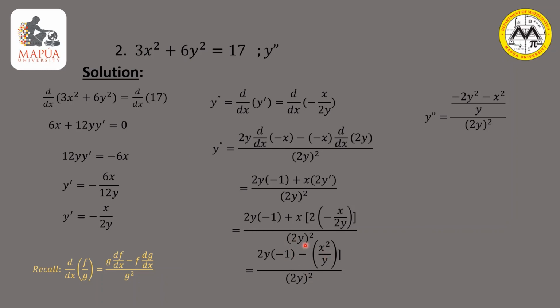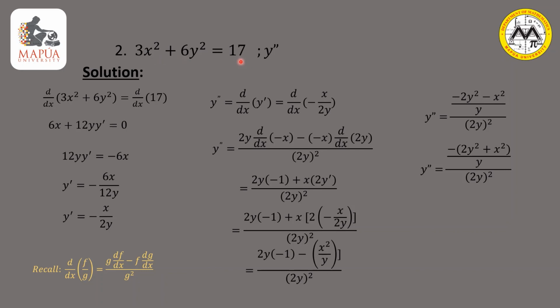When we combine the terms of the numerator, the LCD will be y, and the numerator will transform to negative 2y squared minus x squared. Hence, we have this fraction for y double prime. But we can express this numerator in terms of the negative of 2y squared plus x squared, recognizing that 2y squared plus x squared is just 1/3 of this one.